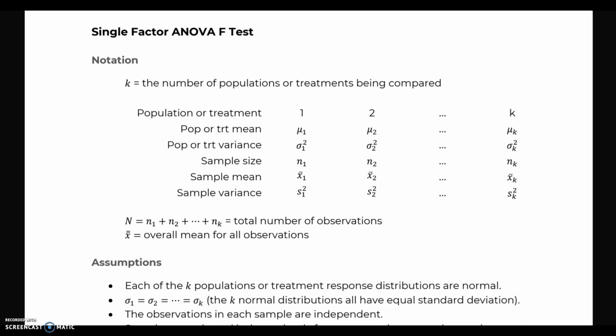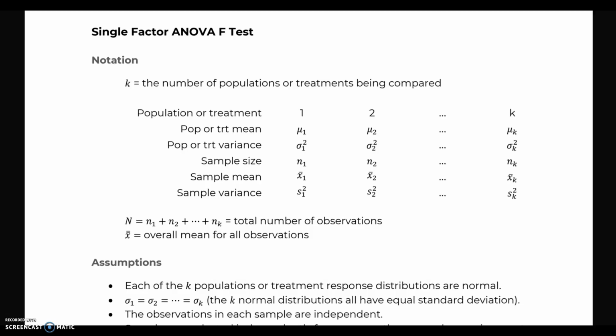The very last test we're going to look at is a single factor ANOVA test. The notation over here, we have K different groups, the number of populations or treatments being compared. We would have our labeling for all these different groups. We have the population mean, which is mu1, mu2, all the way through mu k. We have the variance, which is sigma 1 squared, sigma 2 squared, all the way through sigma k squared.